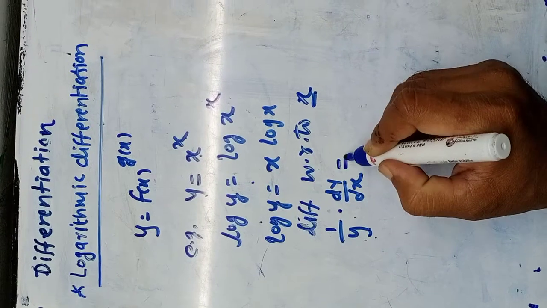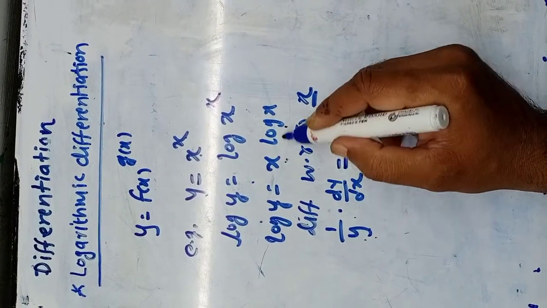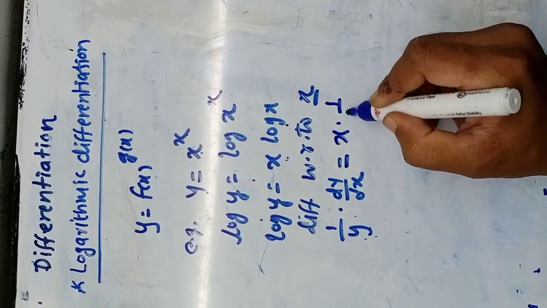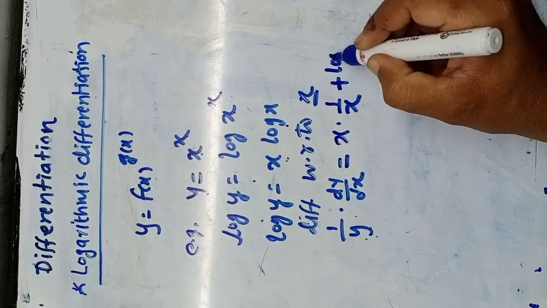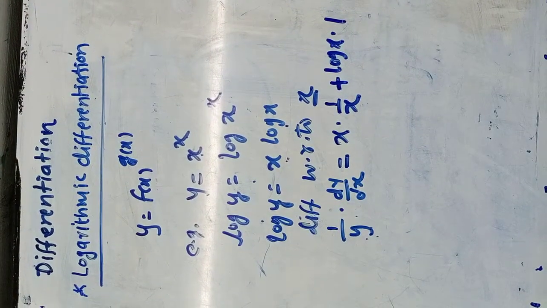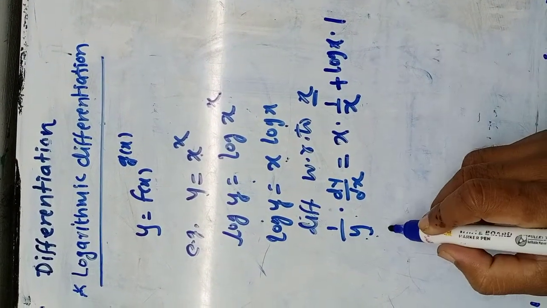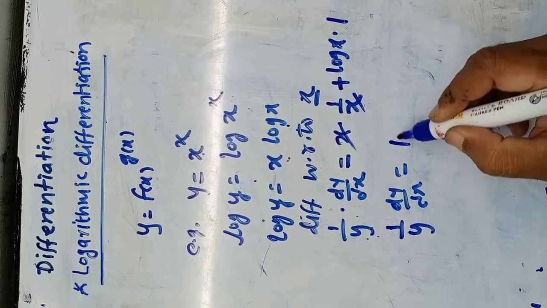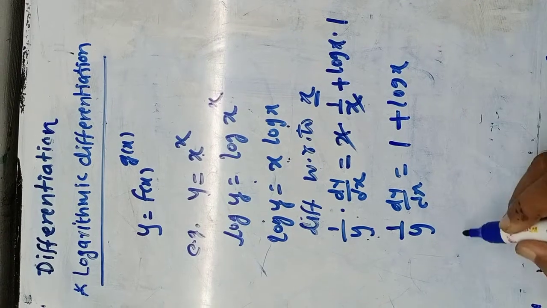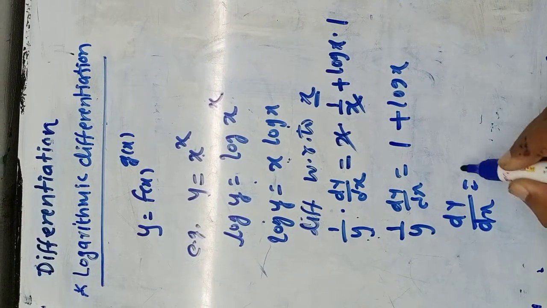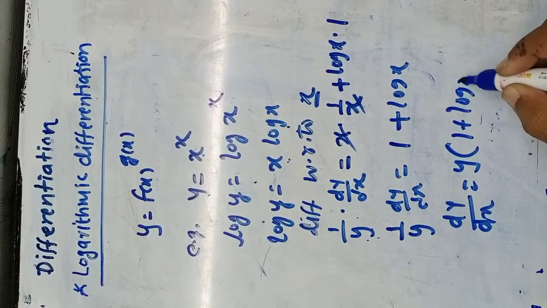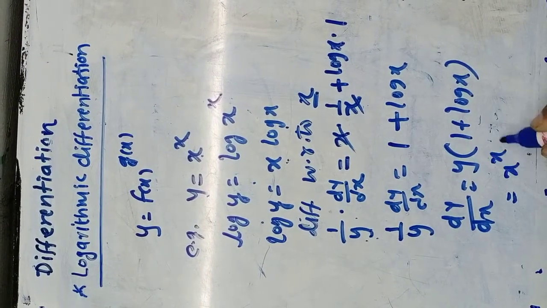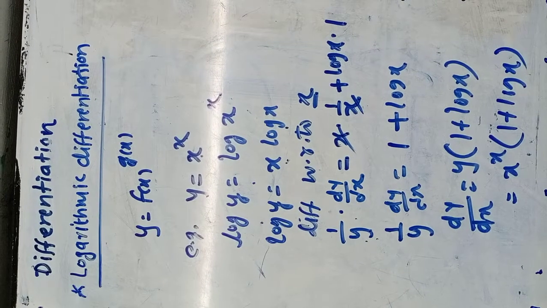So is equal to, on the right side there is a product of two functions, so we can use here the product rule: first function into derivative of second function plus second function into derivative of first function. So now 1 by y dy by dx is equal to, this x and x get cancelled, so 1 plus log of x. If we shift the y to the right side, then this is y into 1 plus log of x. If we put here the value of y, then this is x to the power x into 1 plus log x. So this way we can solve the examples.